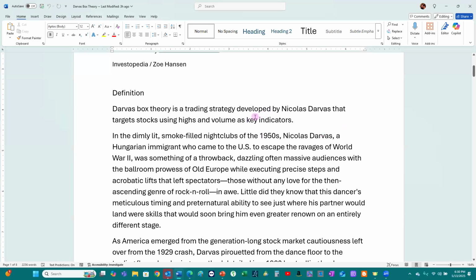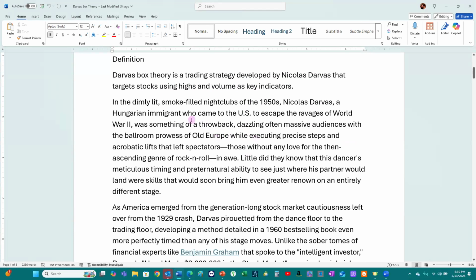So here's the definition. Trading strategy developed by Nicholas Darvas targets stocks using highs and volume as key indicators. So Nicholas Darvas was a Hungarian immigrant born in 1920, and he actually left Hungary in 1943, just as Hitler was coming in, and he emigrated with his sister to another city in Europe. I'll think of it in a second. Istanbul. So he immigrated to Istanbul because they were neutral.